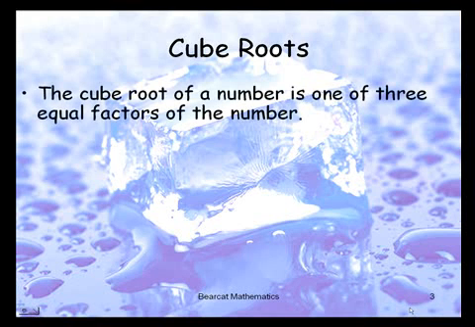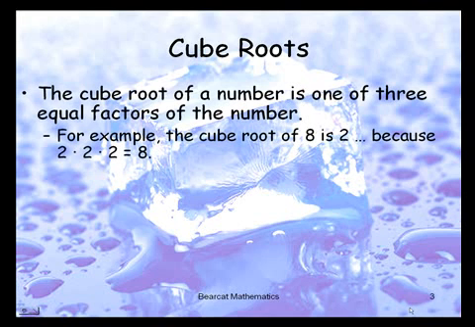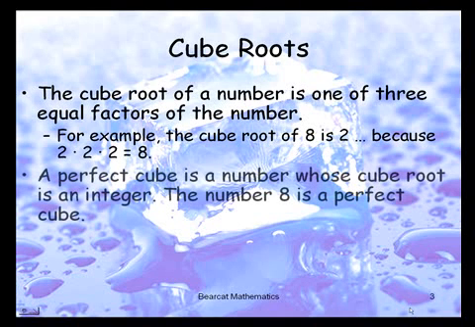The cube root of a number is one of three equal factors of the number, just like the square root of a number is one of two equal factors of the number. For example, the cube root of 8 is 2 because 2 times 2 times 2 is 8. We see the three 2's there. A perfect cube is a number whose cube root is an integer. The number 8 is a perfect cube.